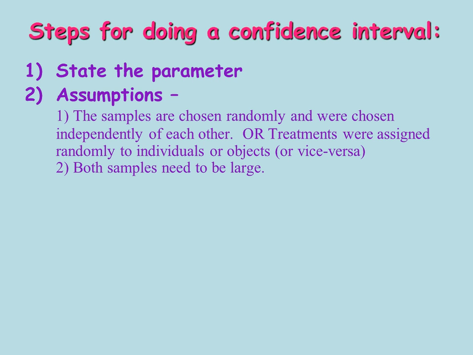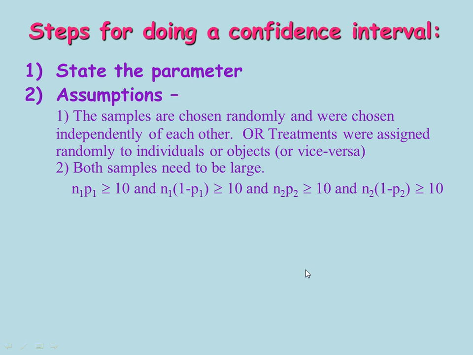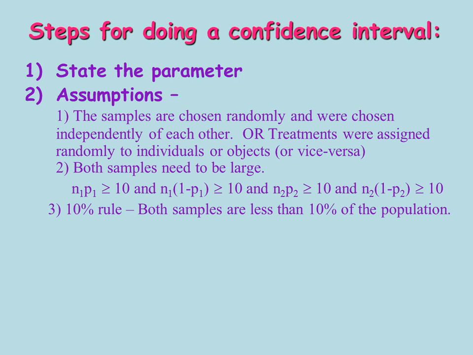Both the samples need to be large. So again, you're looking for NP. Well, actually, since there's 2 sets of groups, you're going to have N1P1 and N2P2 and N1Q1 and N2Q2. And again, all of those have to be greater than or equal to 4. And the 10% rule, where both samples are less than 10% of the total population.